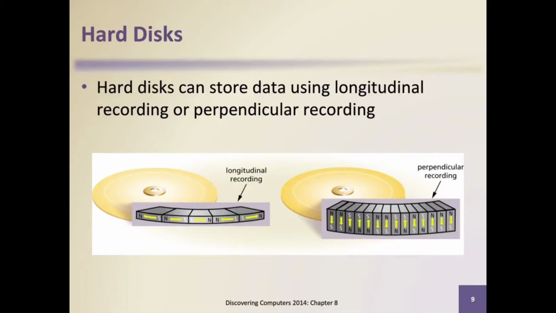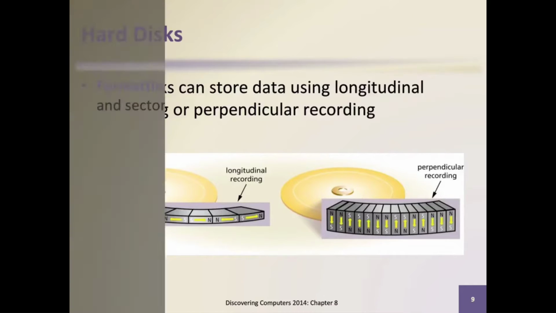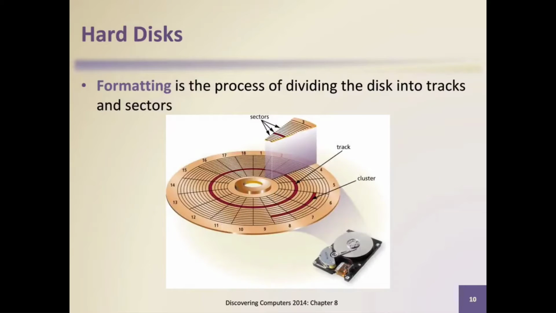Perpendicular recording provides greater storage capacity. Formatting is the process of dividing the disk into tracks and sectors so that the operating system can store and locate data and information on the disk. A track is a narrow recording band that forms a full circle on the surface of the disk. The disk storage locations consist of wedge-shaped sections, which break the tracks into small arcs called sectors.